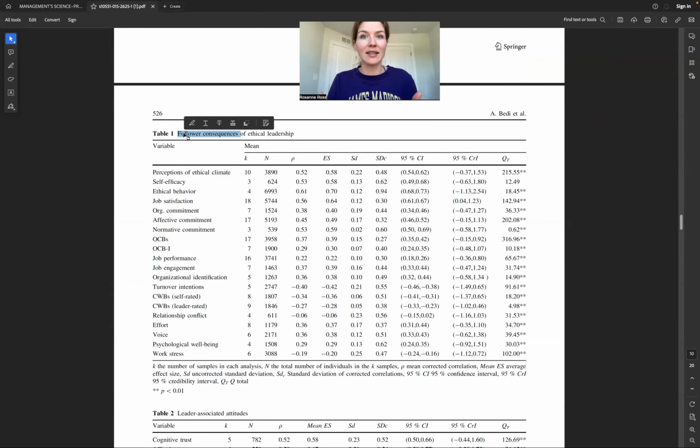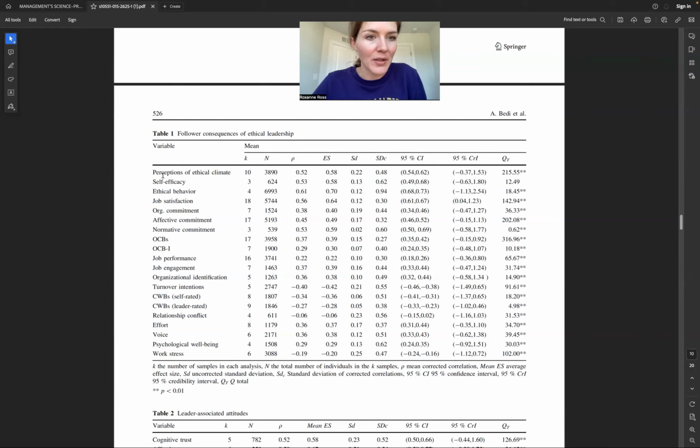The meta-analysis is a way of aggregating a bunch of individual studies to look at the overall effect size, the overall correlation between two variables across a large number of studies. And so one thing that they produce here is this table that indicates these correlations, the aggregate correlations. What we see here on the left side is the name of a bunch of follower outcomes.